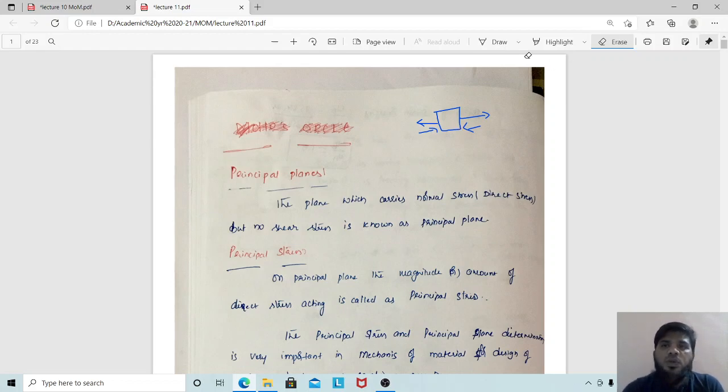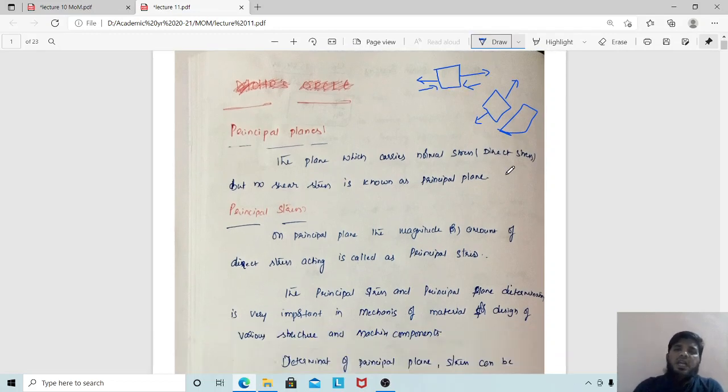For example, you are having a plane like this. Okay, now you are only acting the normal force on it. Now what happens to this? Either it will increase the length or decrease, based upon the type of load. If it is a tension, it will increase its length. If it is compression, it will decrease its length. So that type of planes are called principal planes. So you may ask me, sir, is it every time horizontal and vertical? No, it can be inclined planes also, which we generally call an oblique plane.